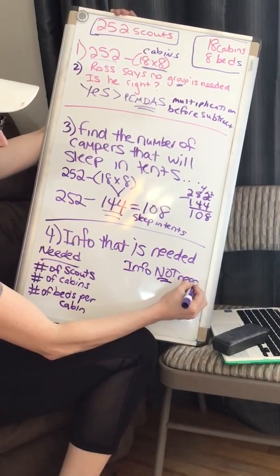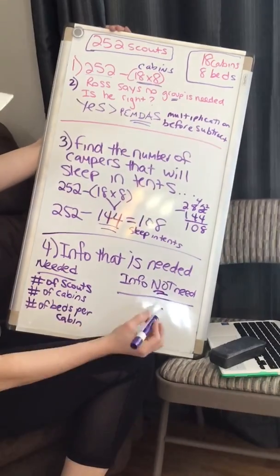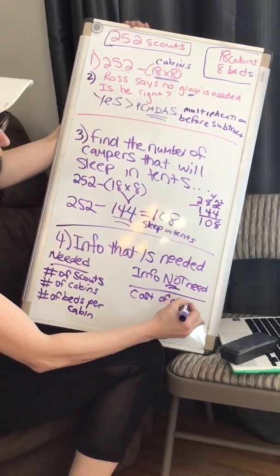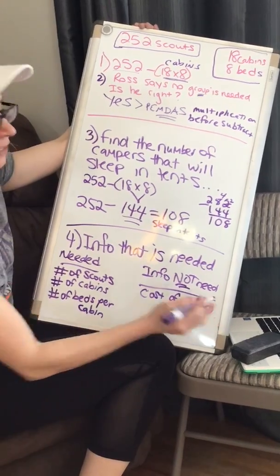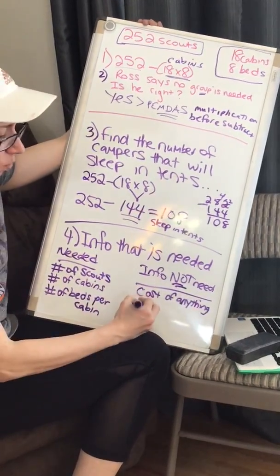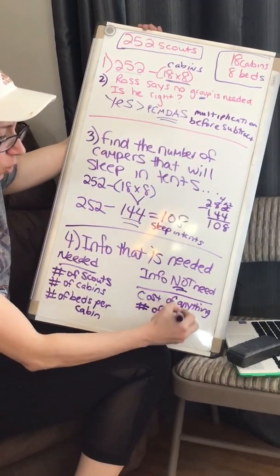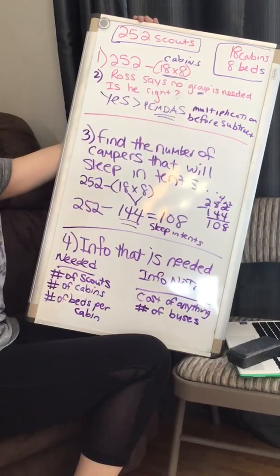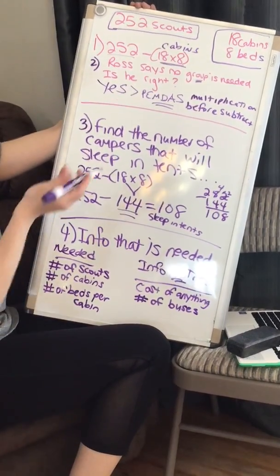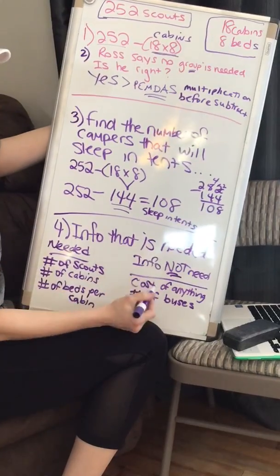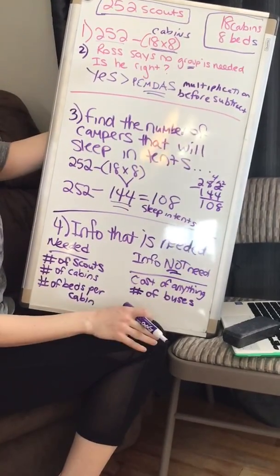The info that you did not need was the cost of anything. So a lot of them said things like cost of a cabin, cost of a camping trip. You didn't need to know the cost of anything. And you also did not need to know the number of buses that they were going to be using for the trip. You didn't need to know anything about the buses, because the whole focus of the question was where the scouts were going to sleep. So you didn't need to know the cost of anything, and you did not need to know the number of buses.